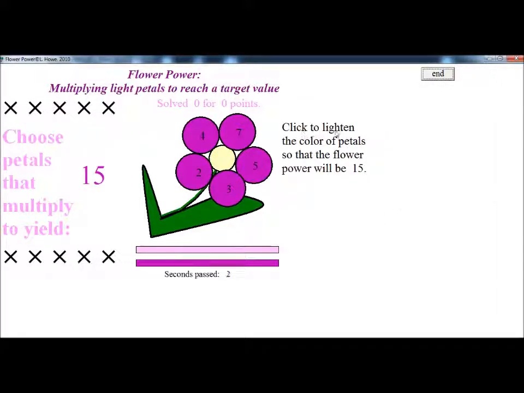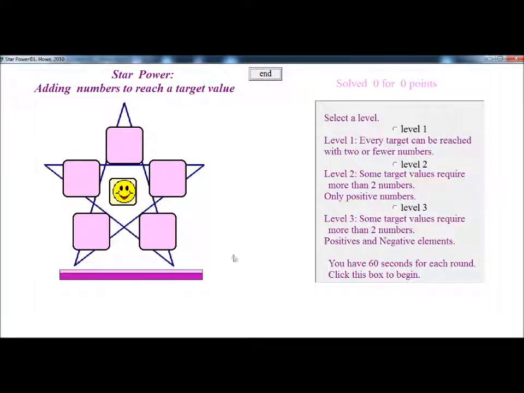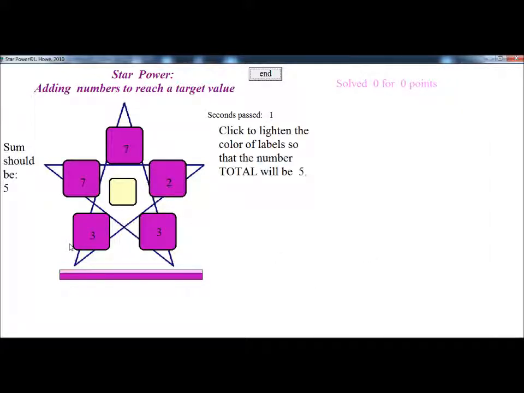And it says click to lighten the color of petals so that the flower power, that would mean if you multiply, choose petals that multiply to yield 15. So I'm looking, 5 times 3 is 15. I get a smiley face. Star power is the same, only this time we're looking for things that add to get a certain total. So we want to add to get 5. So the total number will be 5. 3 and 2 makes 5.